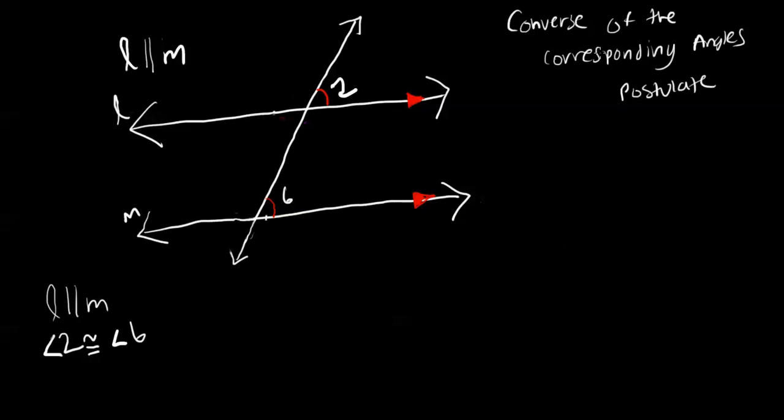So here we can see that if angle 2 and angle 6 are congruent, then lines L and M are parallel to each other. It's basically the opposite of one of the postulates we learned before, which was the corresponding angles postulate.